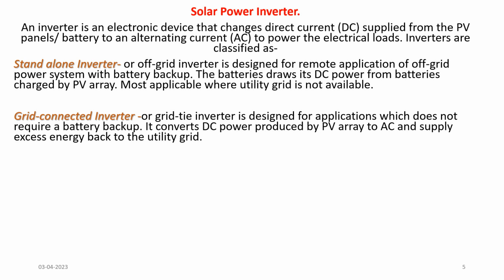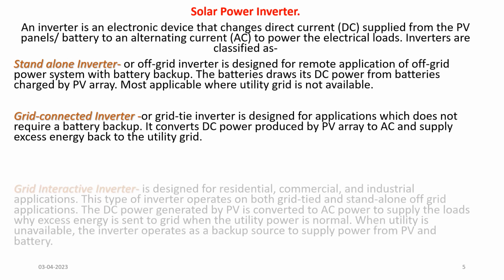The PV array is the one that produces the DC power that is converted directly into AC. So it's not the battery that supplies the DC current into the inverter to be converted into AC. I think you get the difference between the grid-connected inverter and the standalone inverter.